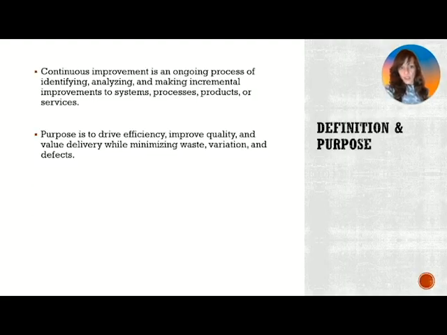So we have a definition and a purpose. The definition is that continuous improvement is an ongoing process of identifying, analyzing, and making incremental improvements to systems, processes, products, or services. In other words, basically everything. It's an improvement process of everything. And the purpose is to drive efficiency, improve quality, and value delivery while minimizing waste, variations, and defects.